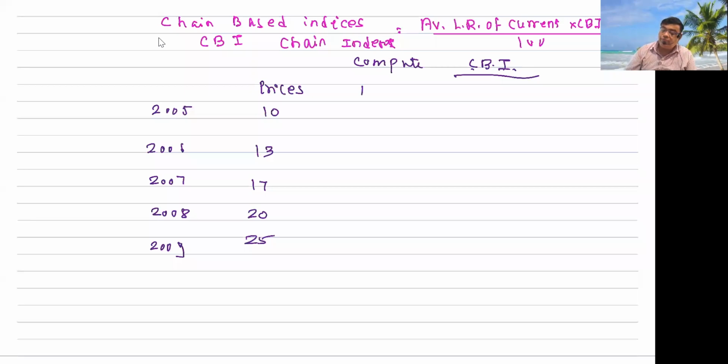First of all, you need to find the LR, which is current upon previous into 100. पहले LR निकालो, फिर CBI निकालो.